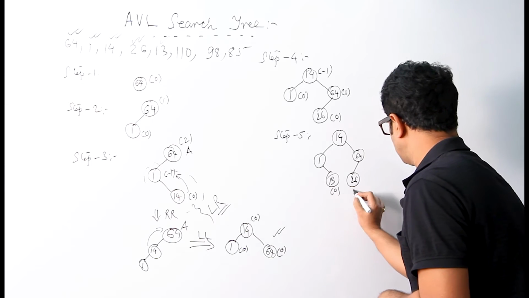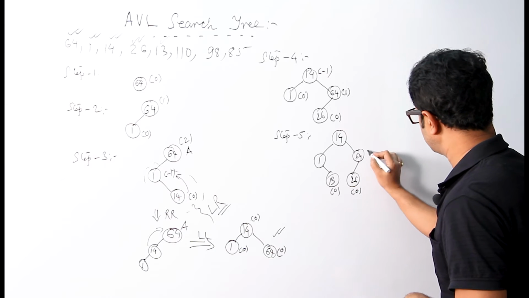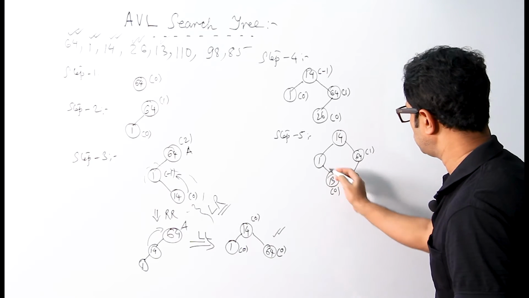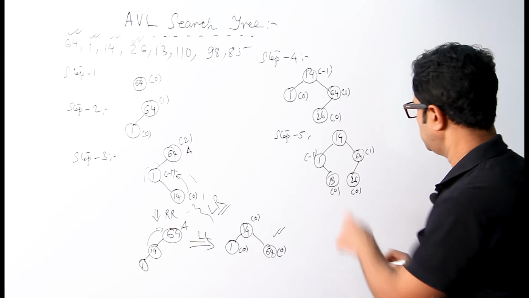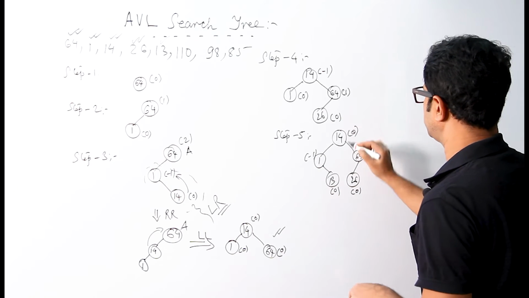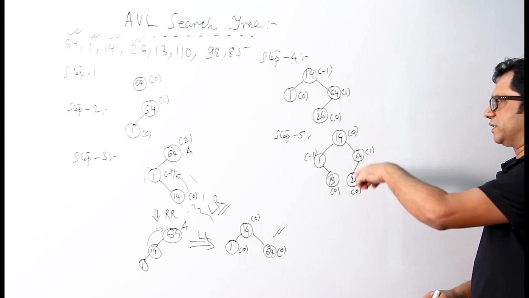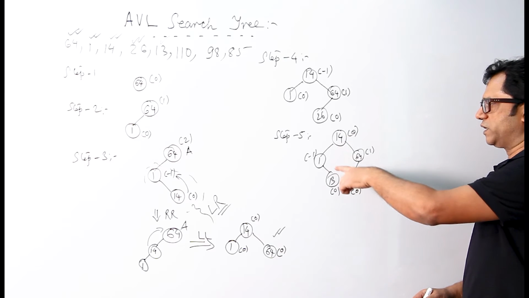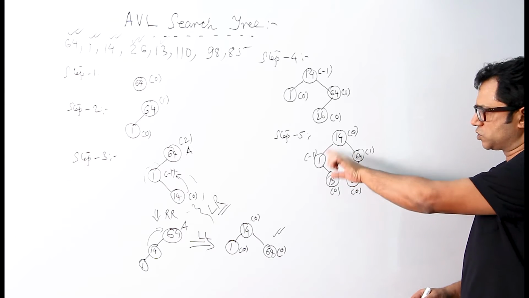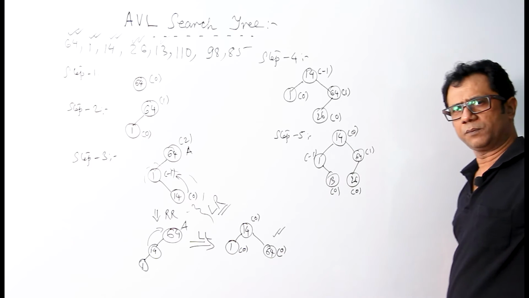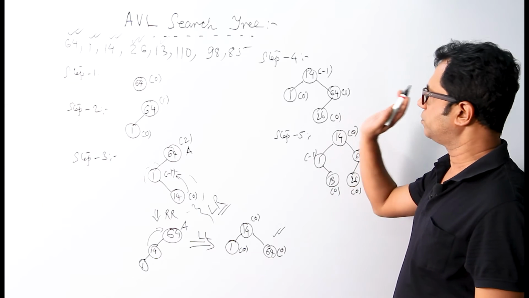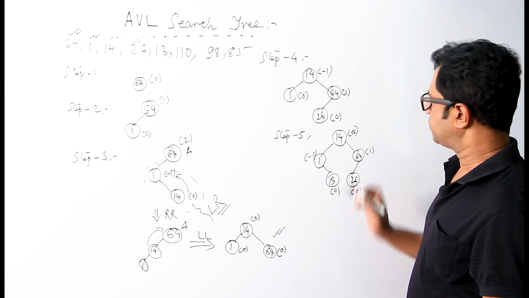This is 0, this is 0, this is 1 minus 0 means 1, this is 0 minus 1 means minus 1, this is 2 minus 2 means 0. So it is evident that this AVL search tree is a proper AVL search tree because all the balance factors are lying within the permissible range. So we need not perform any rotation in this step also.